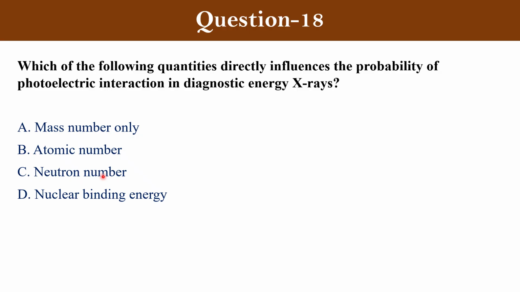The correct answer is option B, atomic number, because the photoelectric effect depends strongly upon the atomic number. High Z, that means high atomic number materials such as lead, iodine and barium, absorb diagnostic X-rays much more effectively than low Z materials. This is why iodine and barium are commonly used as contrast agents in medical imaging.